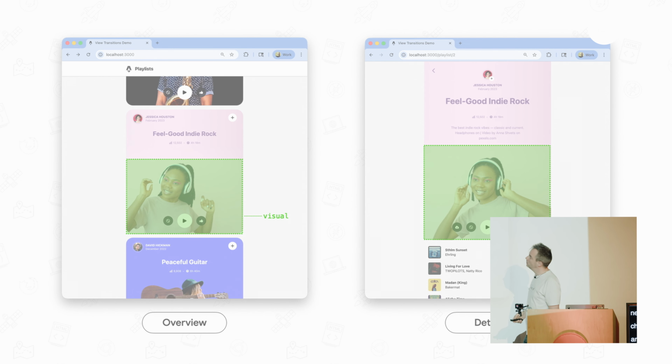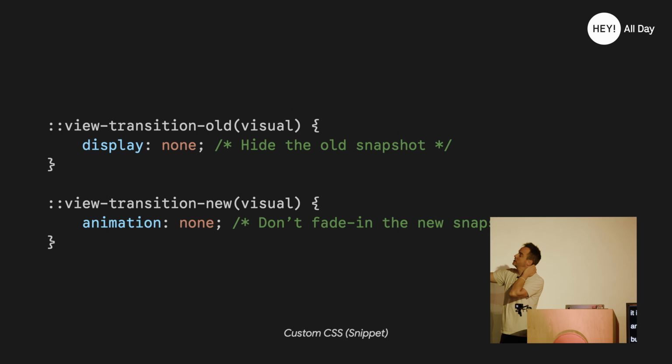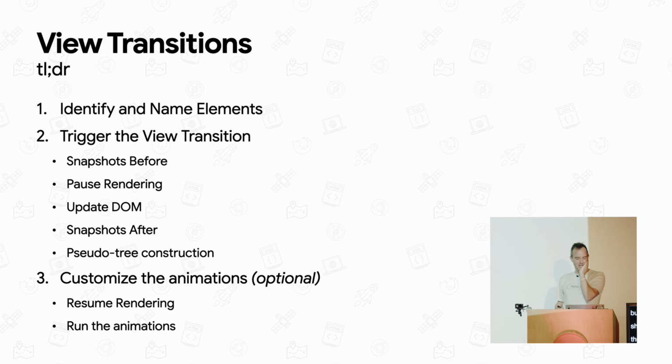Cool. So this is how you do it in CSS, right? You say, okay, the old visual, I'm just going to display none on it. Don't show it. The new visual, no animation for you. Don't do the crossfade. Just immediately reveal yourself. This is cool. So this is the TLDR for view transition, right?